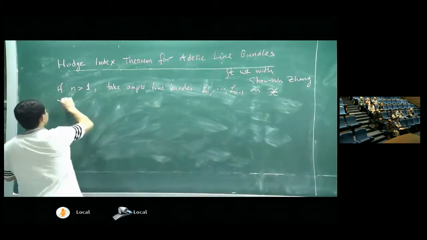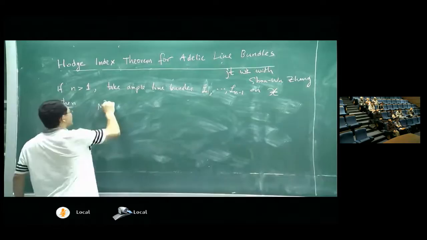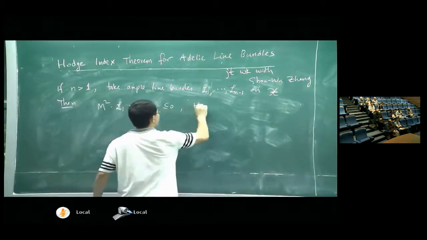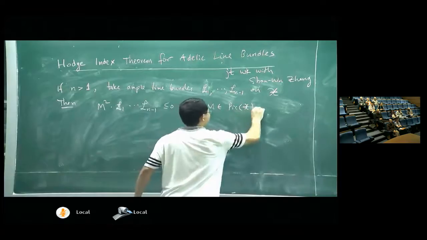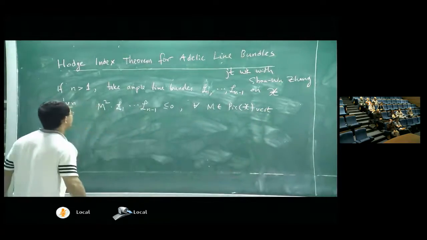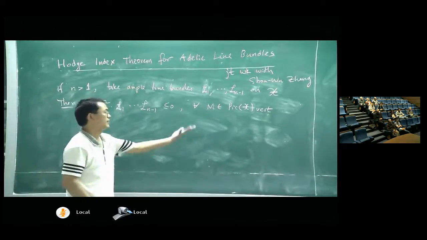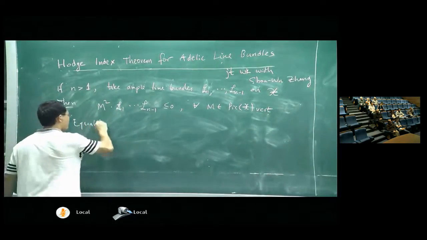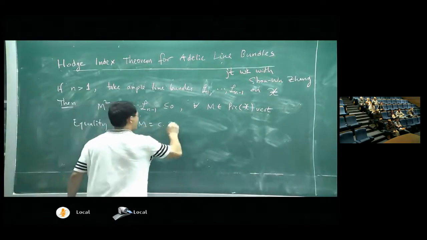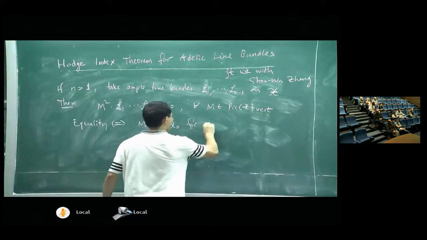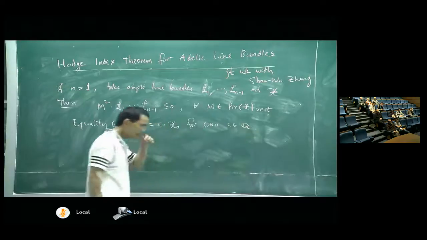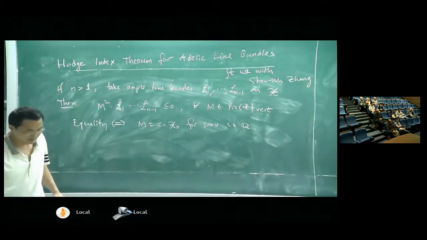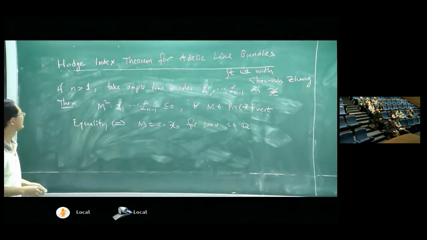Then the result says this M squared dot L1 up to L(n-1) is less than or equal to 0, and the equality holds if and only if the same property follows. The proof is similar, still you try to complete the square. So these are the classical results.